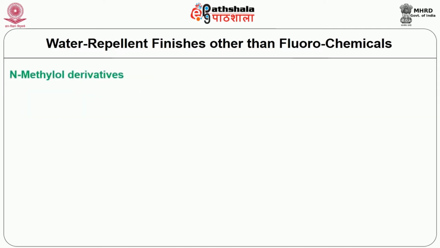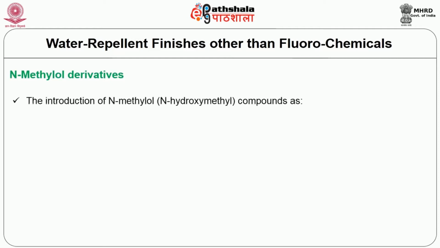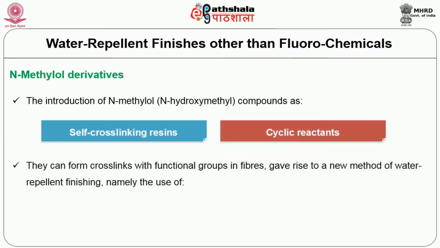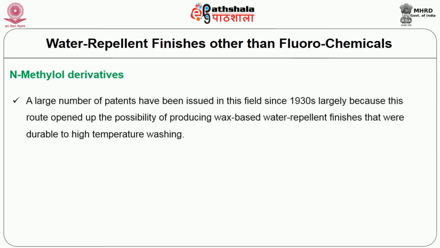The next one is methylol derivatives. The introduction of N-methylol compounds as self-cross-linking resins and of cyclic reactants that can form cross-links with functional groups in fibers gave rise to a new method of water repellent finishing, namely the use of resin wax emulsions or dispersions. A large number of patents have been issued in this field since the 1930s, largely because this route opened up the possibility of producing wax-based water repellent finishes that were durable to high temperature washing.